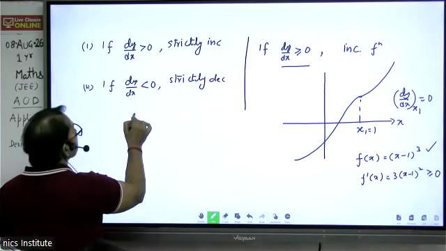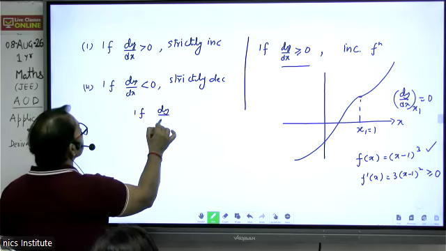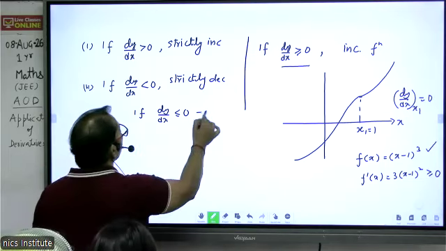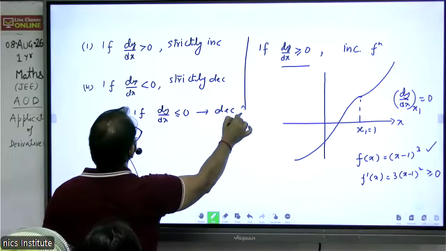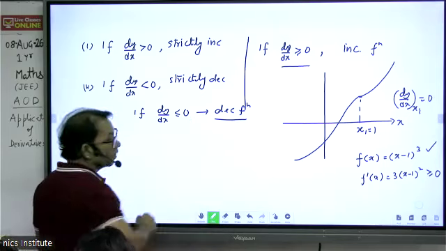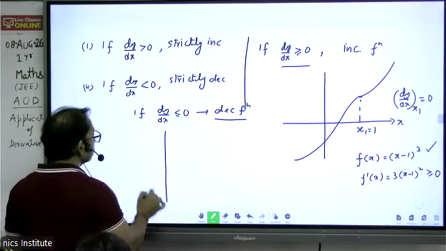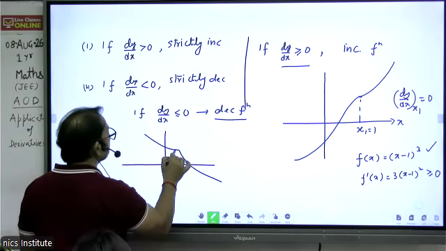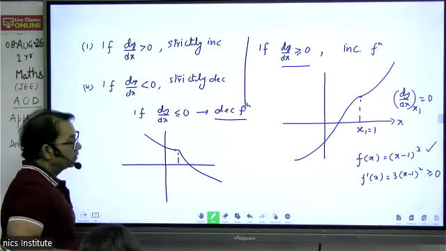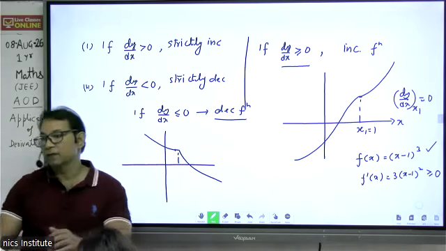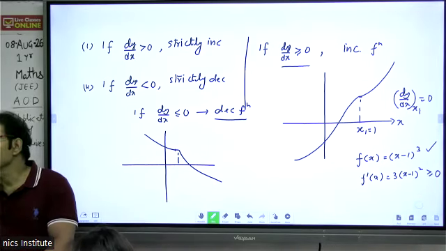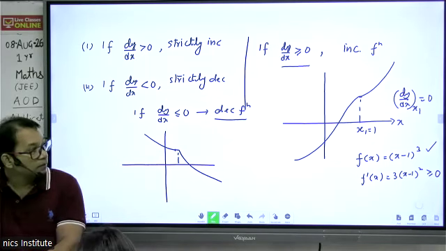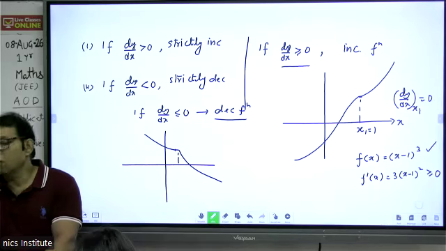Similarly, we may come across a situation when dy by dx is less than or equal to 0. So we'll say only simply decreasing function. We won't say strictly decreasing function. And again, the same story. At some point, the graph becomes horizontal. So dy by dx is 0, otherwise it is negative. So that is a fine difference between strictly increasing, strictly decreasing, or simply increasing or decreasing function.